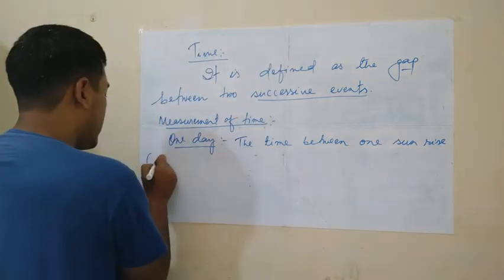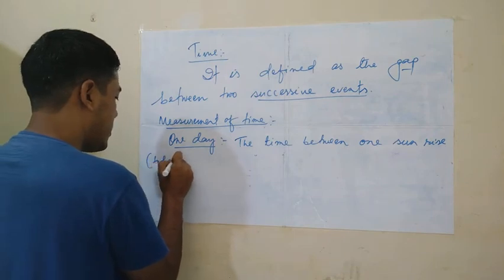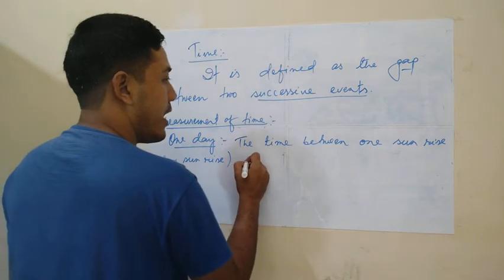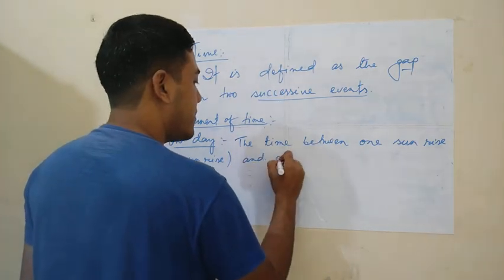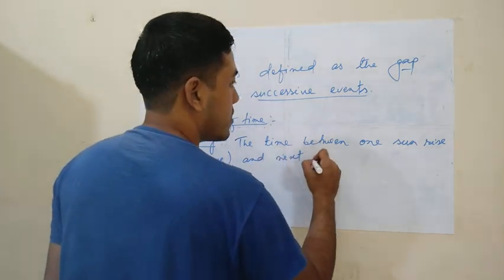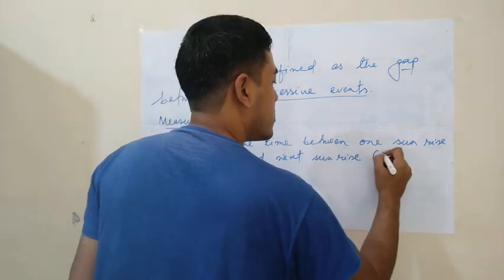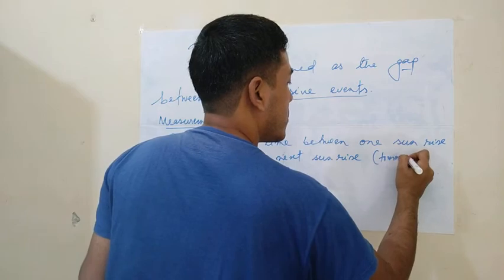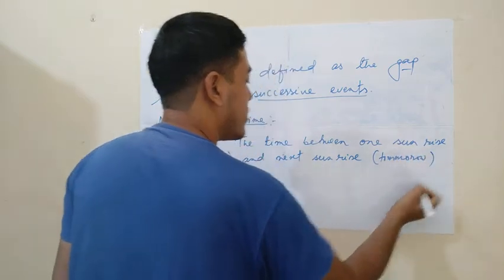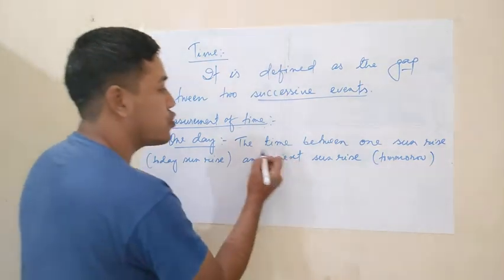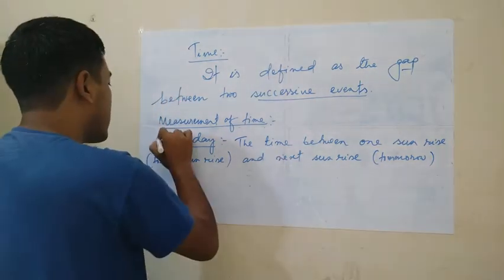Today's sunrise, and the next sunrise, that is tomorrow's sunrise. There is some gap between these two sunrises. That is known as one day.